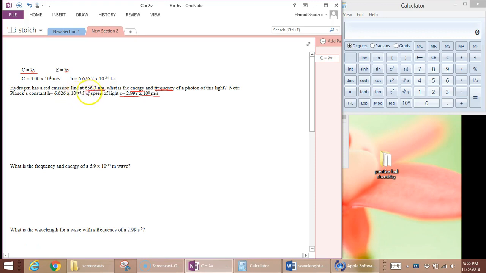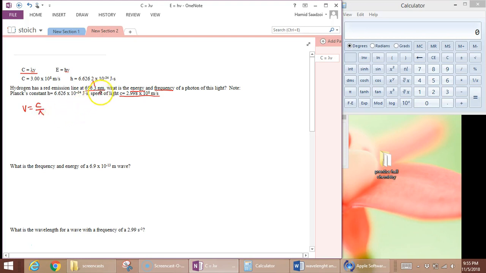So here we have hydrogen, which is an emission of 656.3 nanometers. So that's our wavelength, so that's our lambda. We're looking for energy and we're looking for frequency. There's Planck's constant, there's speed of light. Alright, so first thing we want to do is calculate the frequency, because in order to calculate energy, we need the frequency. So we're going to use this equation, and we're going to rewrite it so that it's calculating for frequency instead. So frequency is equal to c over lambda, which is wavelength.